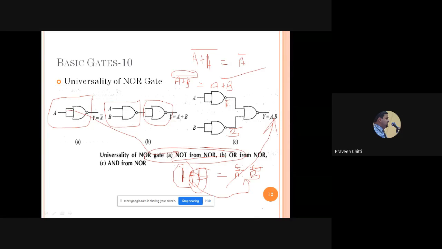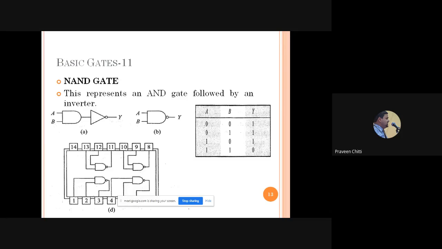Hence, NOR gate is called what? Universal gate. Right. Then we have one more gate called NAND gate. What is NAND? It is self-explanatory. I need not explain much here. This represents an AND gate followed by an inverter. So this is the AND gate. To this AND gate, if you add one inverter, you get what is called NAND. So AND with the bubble is called this.